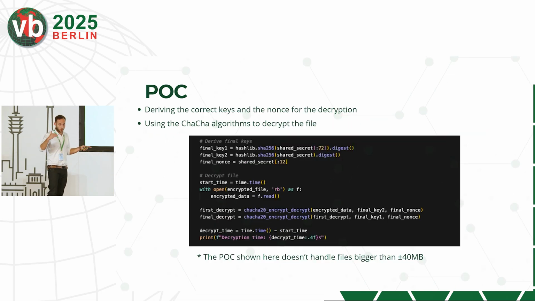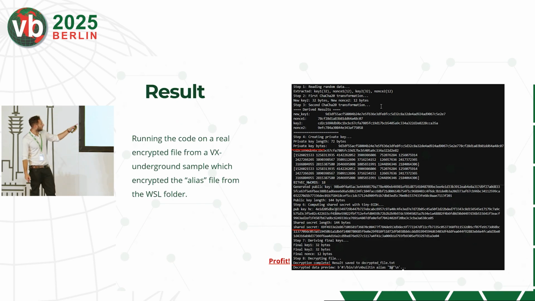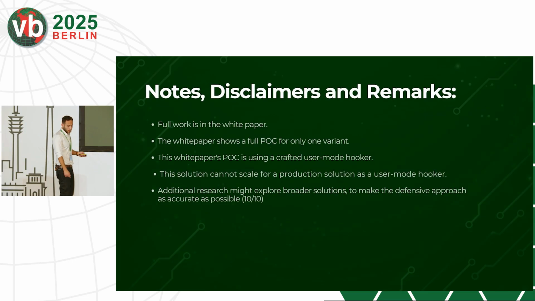Using the shared secret, we do SHA with the 72, and then SHA on all of the key, the 144, and we take the first 12 bytes of the shared secret. Then we reverse it. First the decryption on key 2, and then on key 1. And as you see, we get the private key, the shared key, and the decryption. This is a real example. I infected my own virtual machine with the real sample from VX Underground. And I took the first file I saw, which was alias, and I used this algorithm, and you can see in the preview that it worked. This is the expected value.